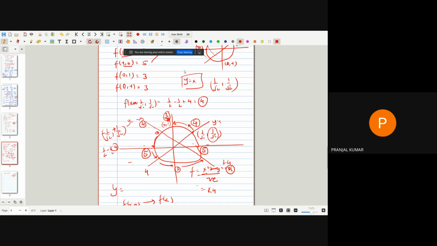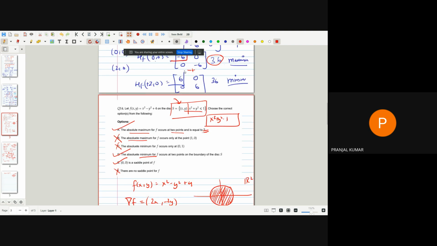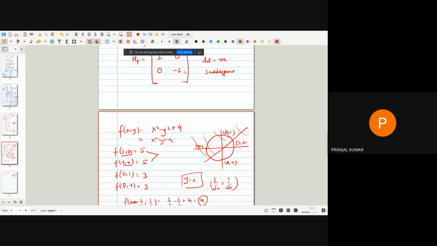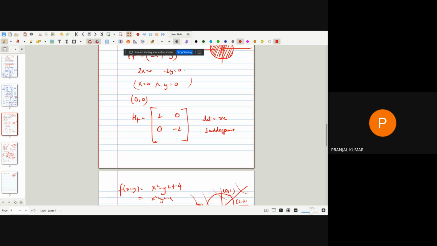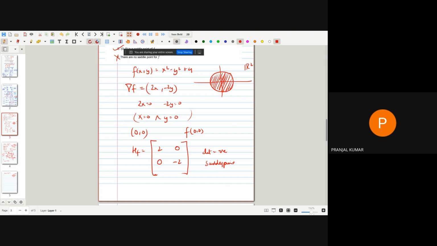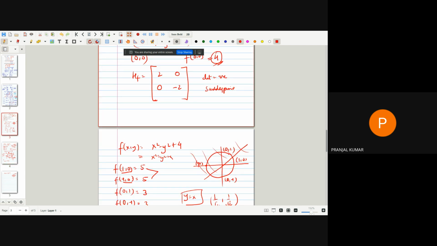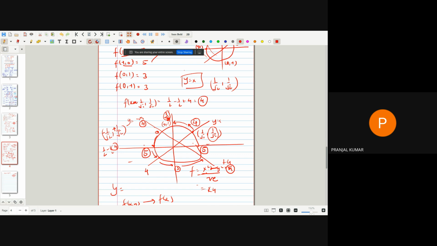One more thing. I think we answered one thing wrong. There was one saddle point also, right? So what was the value at the saddle point? It was 4. Okay. Yeah, so minimum, everything is correct. So minimum only occurs at 2 points.